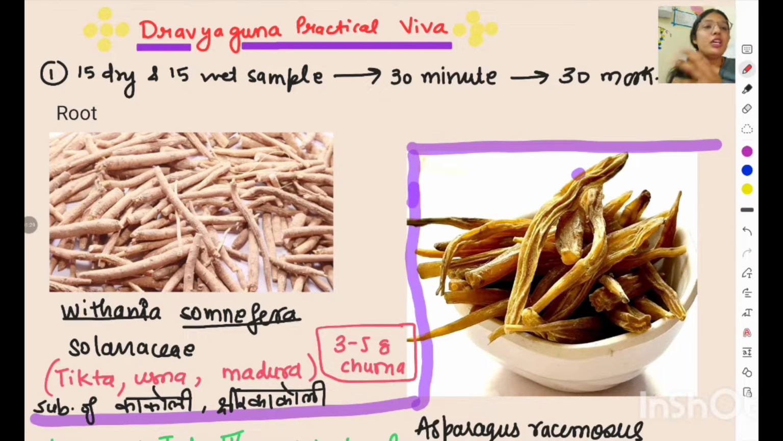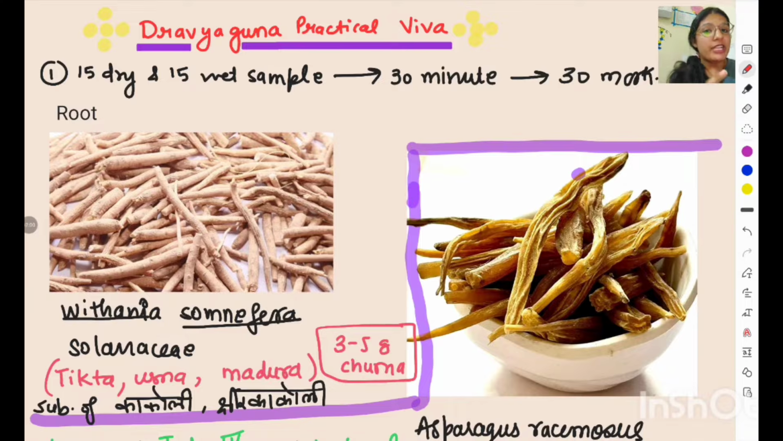First of all, the first question is about the drug. There are 15 dry drugs and 15 wet drugs, and a total of 30 minutes will be given, 1 minute per question, and 30 marks. In our syllabus they have given headings. For example, for root you have to identify one specimen, for leaf one specimen, and from galls one specimen.